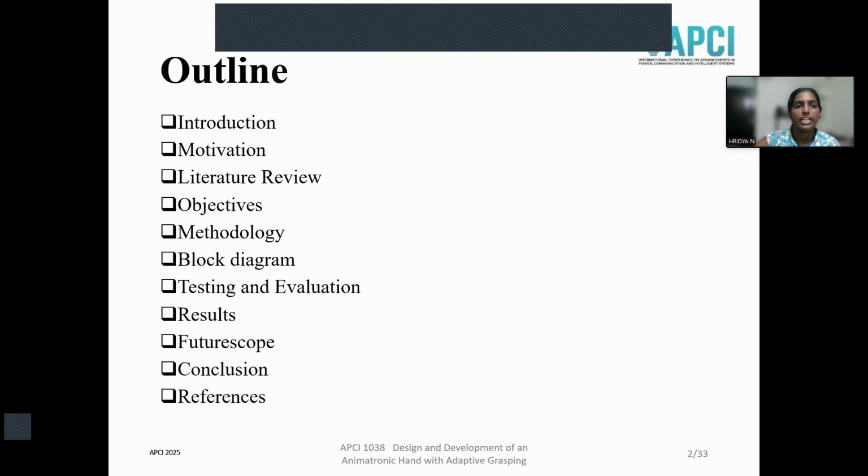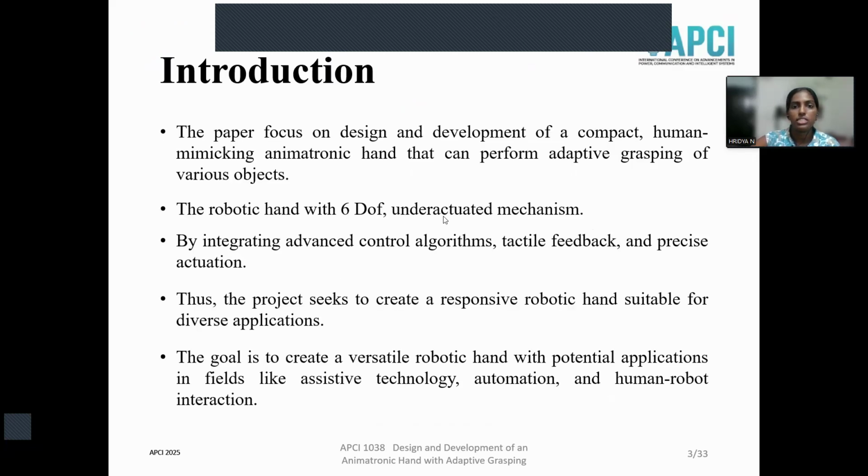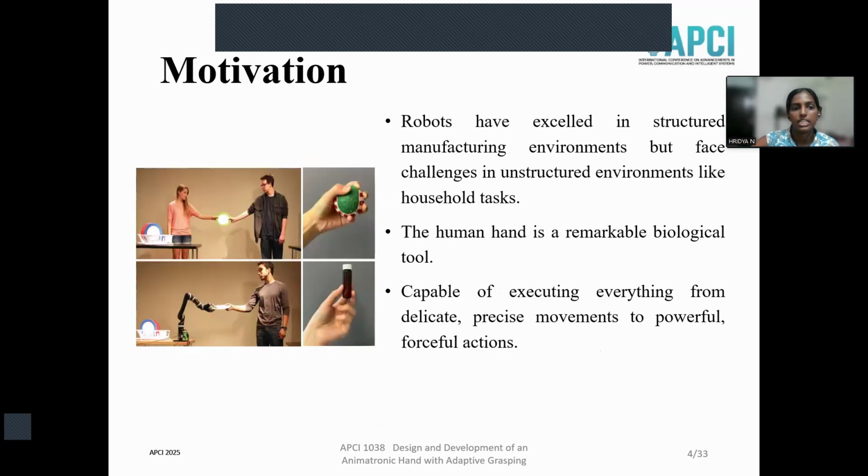So the outline includes introduction, motivation, literature review, objective, methodology, block diagram, testing and evaluation, results, future scope, conclusion and references. The paper focuses on the design and development of a compact, human-mimicking animatronic hand that can perform adaptive grasping of various objects. The proposed robotic hand uses six degrees of freedom and an actuated mechanism. By integrating advanced control algorithms, tactile feedback and precise actuation, this project seeks to create a responsive robotic hand suitable for diverse applications in fields like assistive technology, automation, and human-robot interaction.